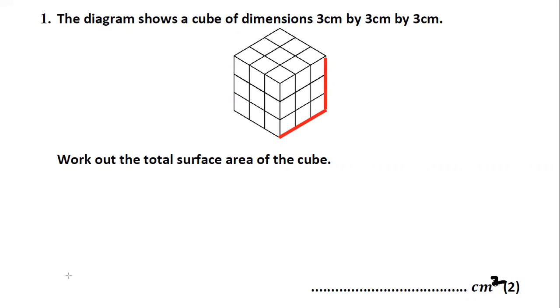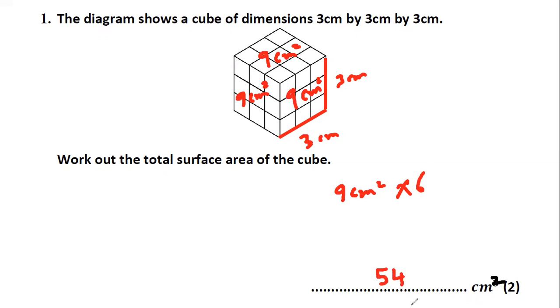So basically, its area is 3 times 3. This is 3 centimeters and this is also 3 centimeters, so basically, it's 9 centimeters squared. Even this one is 9 centimeters squared. In short, all of the faces are 9 centimeters squared. So what we will do is 9 centimeters squared times 6. That will be 54 centimeters squared.